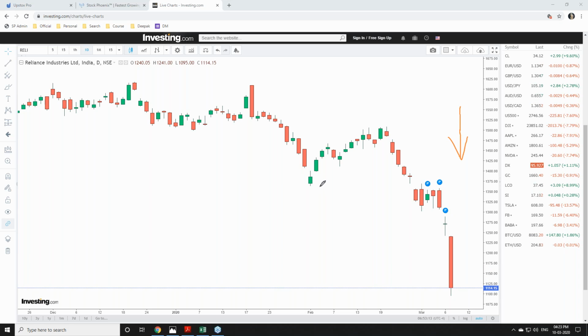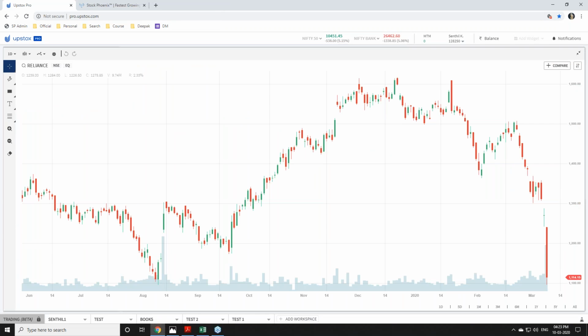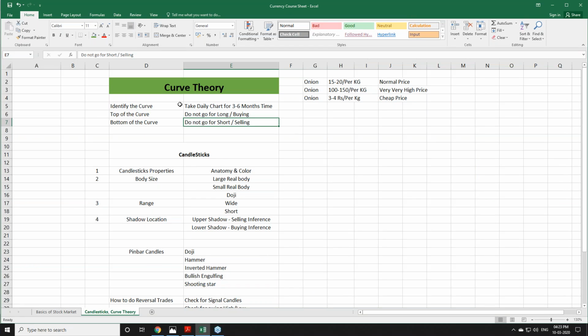We have to see a reversal pattern like this. That we will be studying in the next 15-20 minutes: what is reversal, how to identify the reversal. So this is the basics of curve theory. The basics, a very important thing, which is called curve theory.